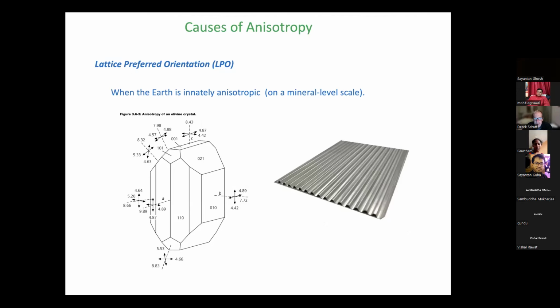Another cause of anisotropy is lattice preferred orientation. And this occurs when the Earth is innately anisotropic on a mineral level scale. So if you look at this corrugated steel roofing, you can imagine if I had 2 plates, it's easier to slide the plates in the direction of the corrugations than against the direction of the corrugations. And olivine is somewhat similar. It's easier to deform it in one direction than in another direction. So what happens is the olivine A-axes tend to align in the direction of maximum shear.